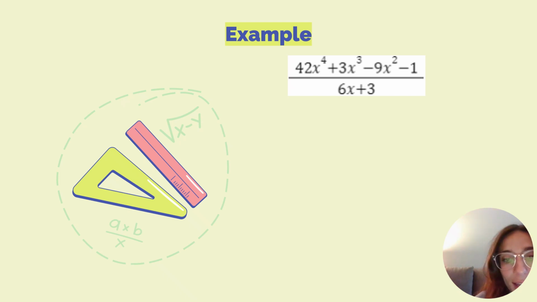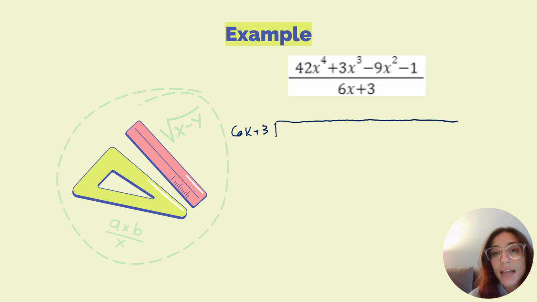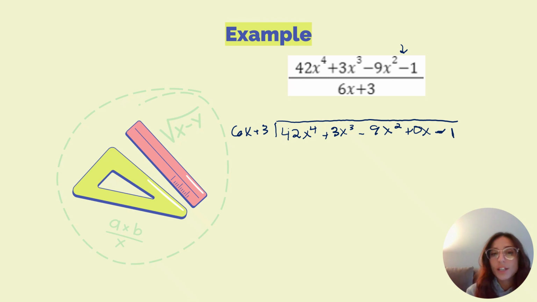All right, so I'm going to set up our division problem here. It's going to look like this. 6x plus 3 is our divisor. It goes on the outside. And then on the inside goes our dividend, what we're dividing. So I'm going to do 42x to the fourth plus 3x cubed minus 9x squared. And then if you look, there is no x term, like 5x, 7x, whatever it is. So I'm going to write plus 0x as a placeholder. It's more important when we hit synthetic, but I like doing it with long division so I don't lose track.